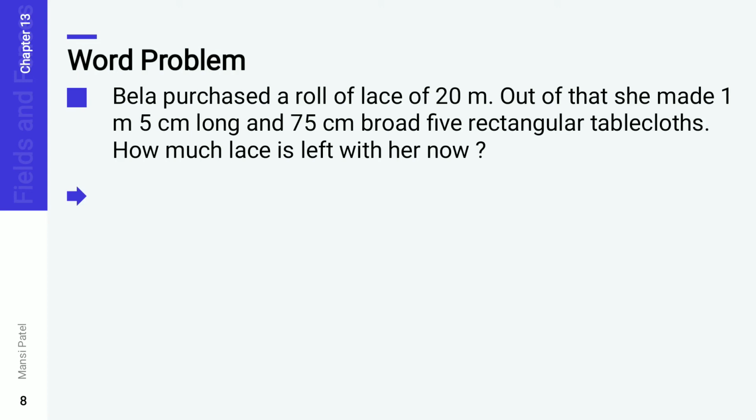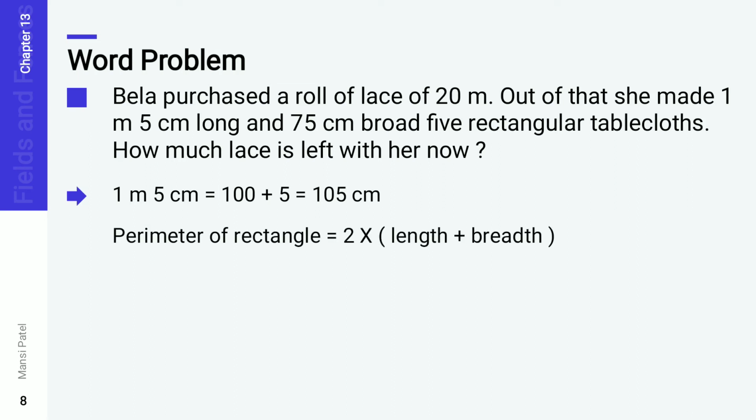So we can say that 1 meter and 5 centimeter. 1 meter is equal to 100 centimeter. So 100 plus 5 centimeter is equal to 105 centimeter. This is the length, and they were given breadth 75 centimeter only.